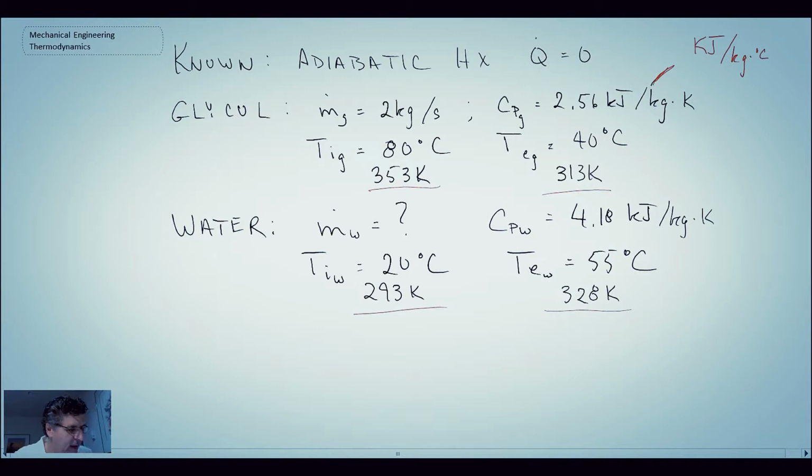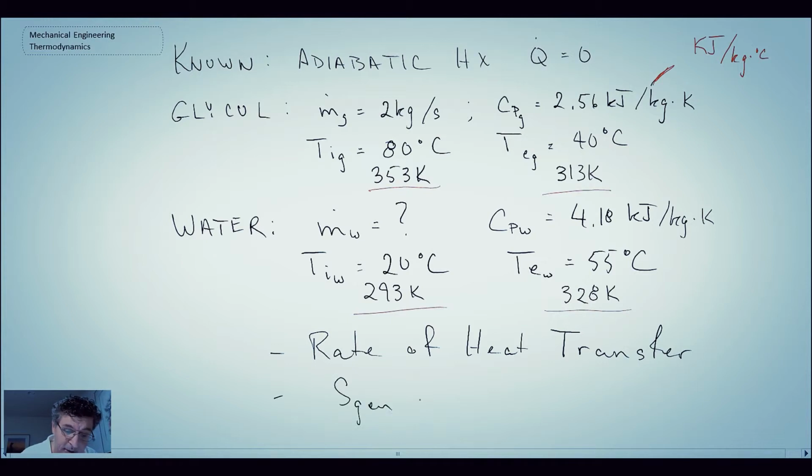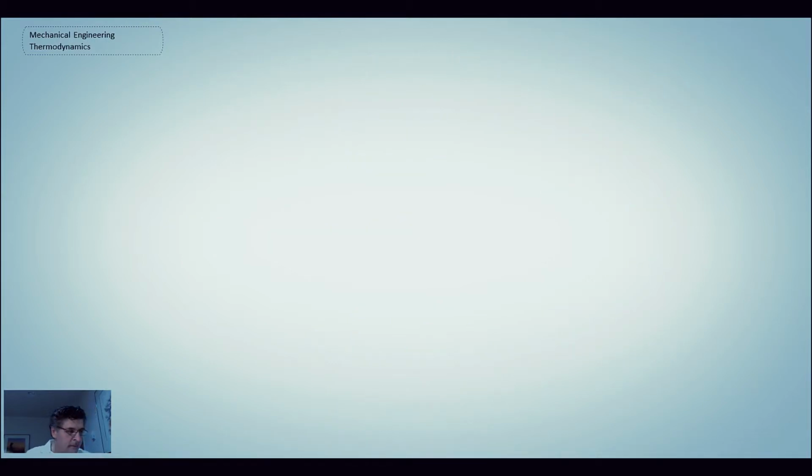So let's go ahead and try to work out the solution here. What are we after? One thing is the rate of heat transfer. The second thing is the entropy generation in the heat exchanger. For the first part, calculating the rate of heat transfer, we will perform an energy balance on the heat exchanger itself. And this is basically just applying the first law.